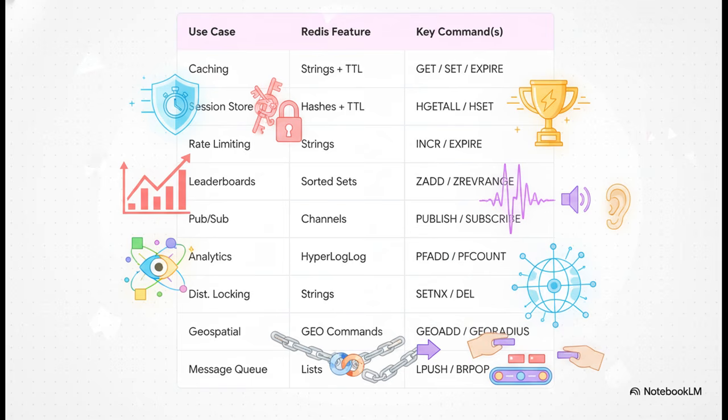Finding drivers near a user? Geospatial commands. You can even build a simple message queue for background jobs with lists, or a really robust notification system with streams. You see the pattern here? This is the mental model of a principal engineer. They see a problem, and they immediately map it to the right data structure.